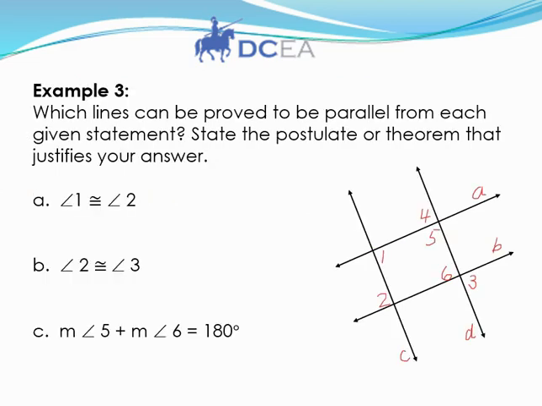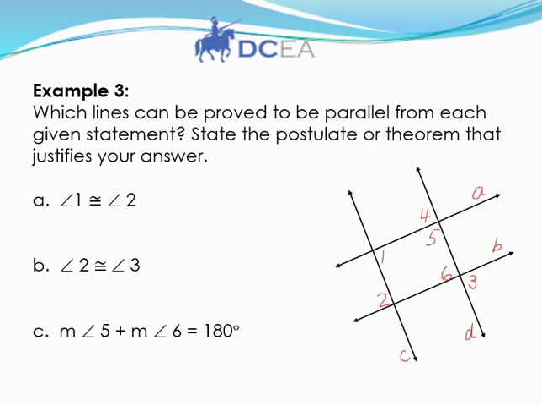Let's look at example 3, which is also on page 116. Now we have a new situation. We have two parallel lines being crossed by two transversals. Even though there's an extra transversal, this does not change the properties of the angles. It says which lines can be proved to be parallel from each given statement. State the postulate or theorem that justifies your answer.